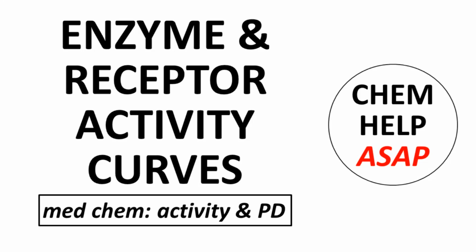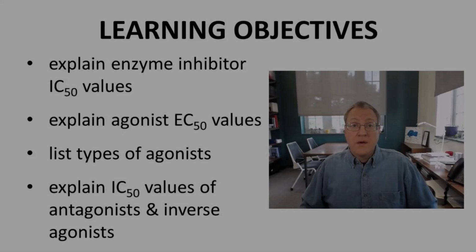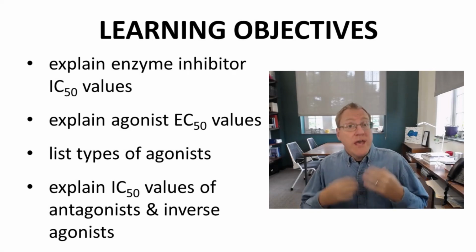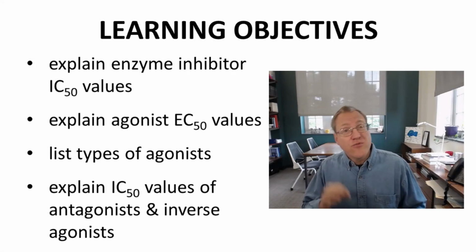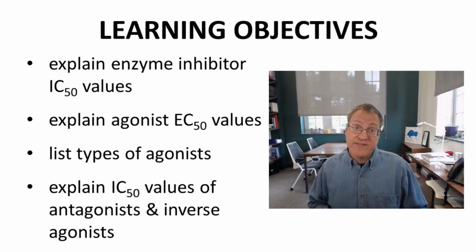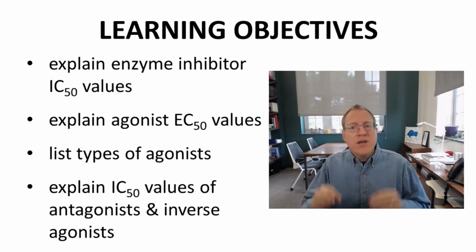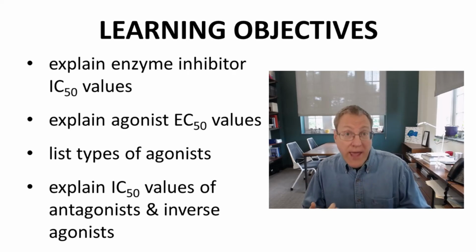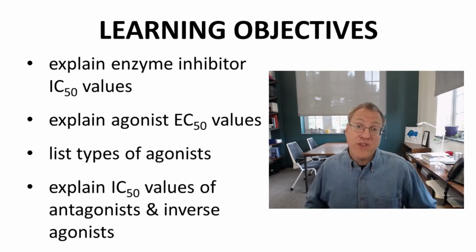In this video, we'll examine some typical enzyme inhibition and receptor activity curves. Upon completion of this video, students will be able to explain IC50 values for enzyme inhibitors, explain EC50 values for receptor agonists, list different types of agonists, and explain IC50 values for receptor antagonists and inverse agonists.